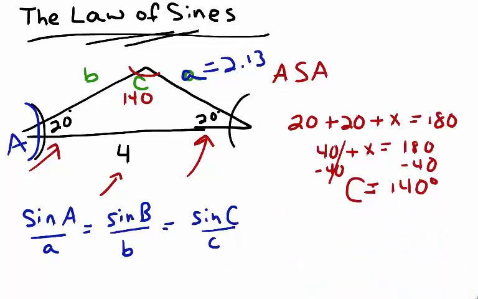Next, we'll solve for side B. We can certainly apply the law of sines again, repeat the same process, and solve for side B. Or, if we notice that we have two angles of 20 degrees, giving us an isosceles triangle, then side B will be equivalent to side A. So this triangle is completely solved, as we now have the measures of all three sides and all three angles. Let's take a look at one more example.